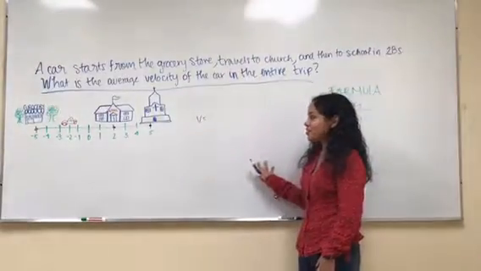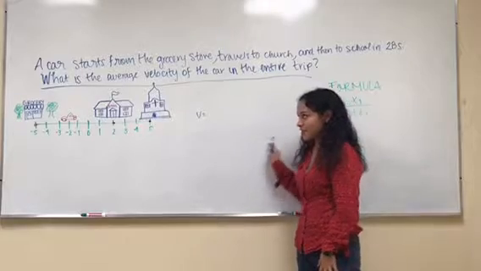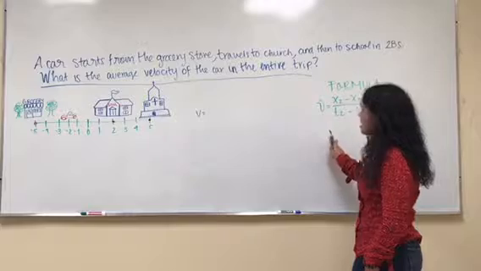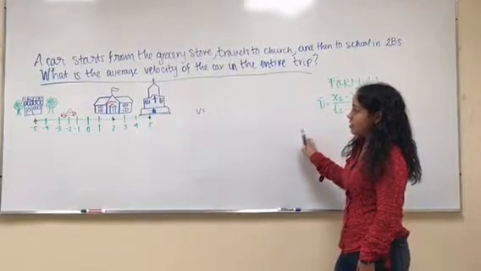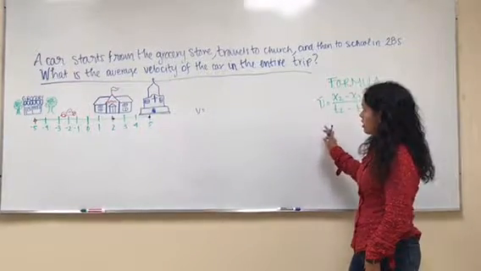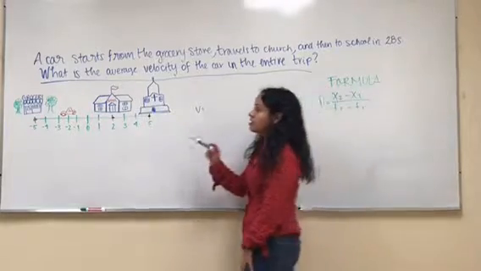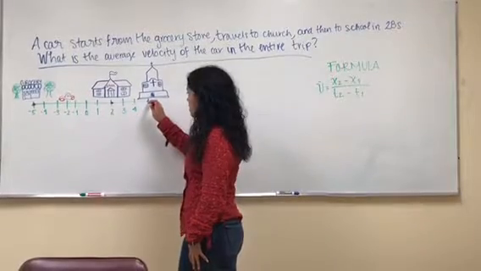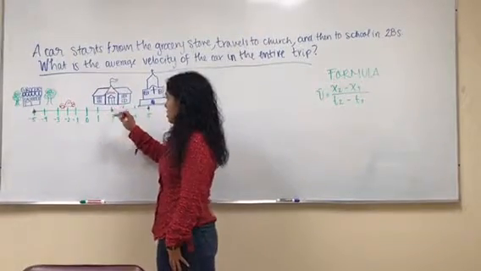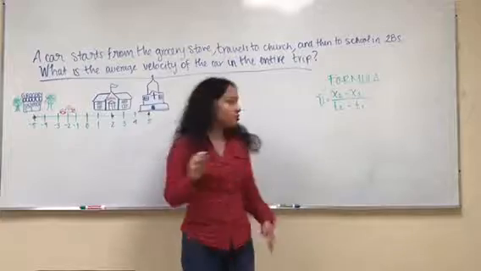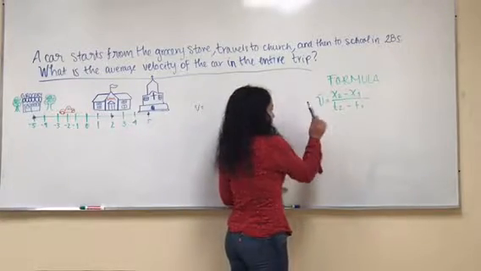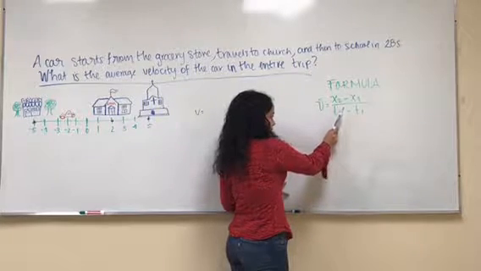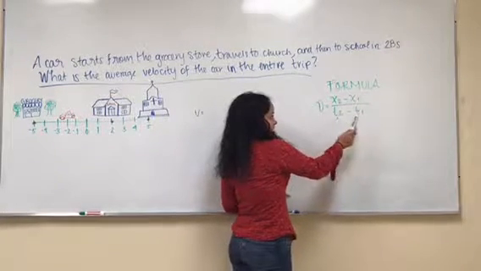Okay, so this is a problem of average velocity. The problem says, a car starts from the grocery store, travels to church, and then to the school in 28 seconds. What is the average velocity of the car in the entire trip? So the car starts in the grocery store, then travels to church, and then goes back to school in a time of 28 seconds. The formula of the average velocity is the second position minus the first position divided by the second time minus the first time.